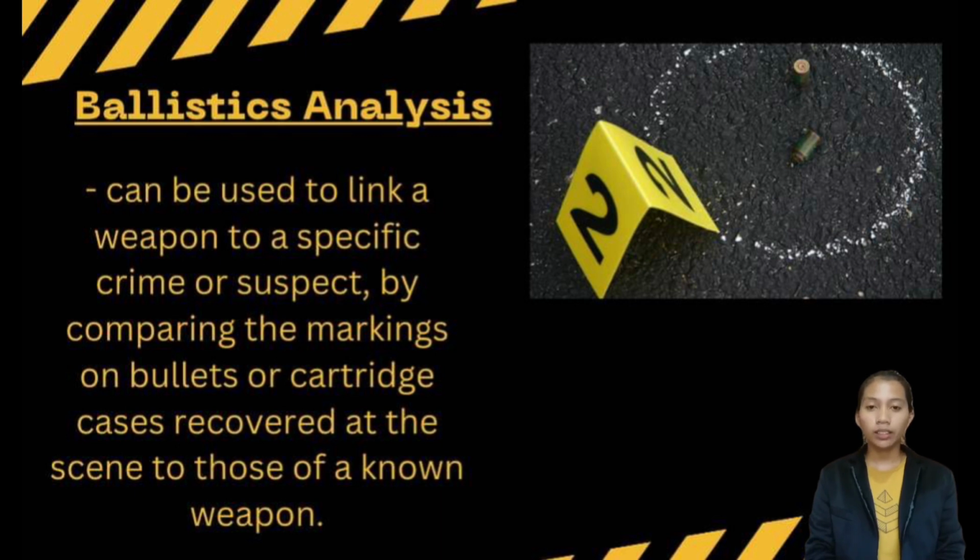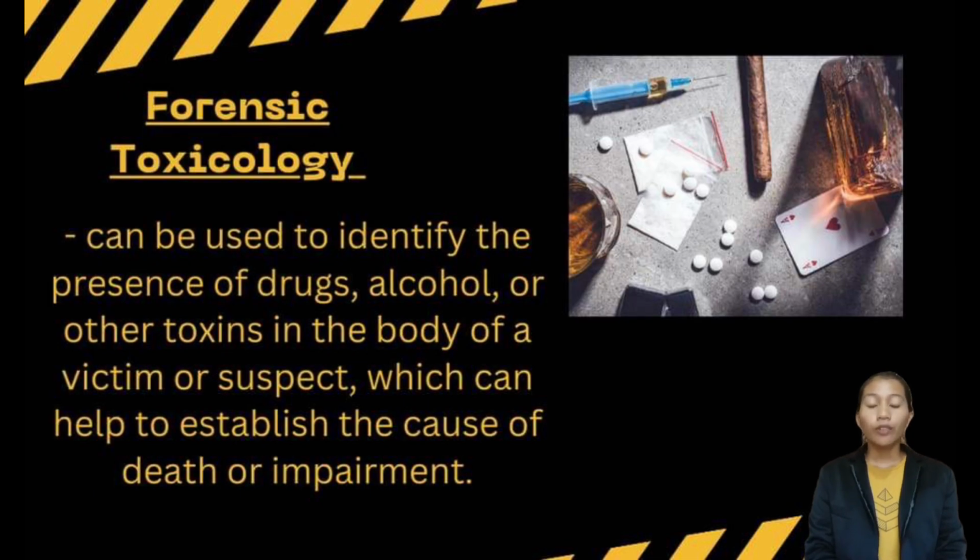Ballistic analysis. Ballistic analysis can be used to link a weapon to a specific crime or suspect by comparing the markings on bullets or cartridge cases recovered at the crime scene to those of a known weapon. Forensic toxicology. Forensic toxicology can be used to identify the presence of drugs, alcohol, or other toxins in the body of a suspect, which can help to establish the cause of death or impairment.